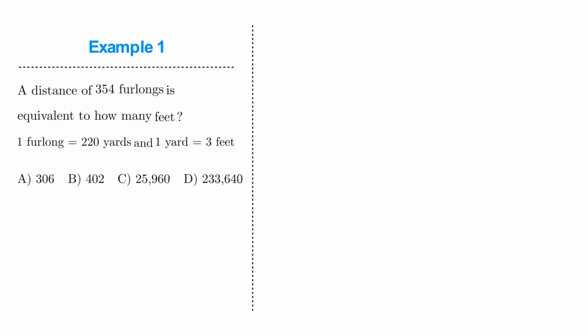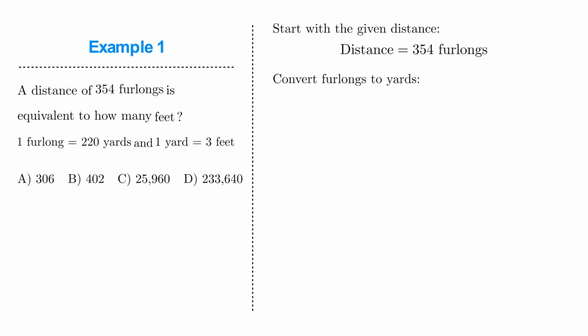A distance of 354 furlongs is equivalent to how many feet? We are given that 1 furlong equals 220 yards, and 1 yard equals 3 feet. We begin with our given distance of 354 furlongs. Next, we set up our first conversion to change furlongs to yards.